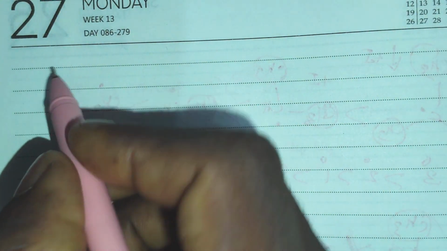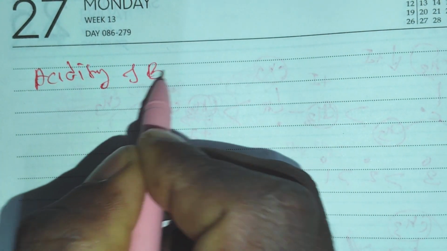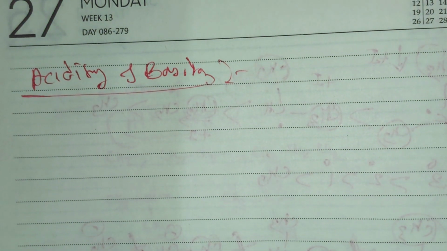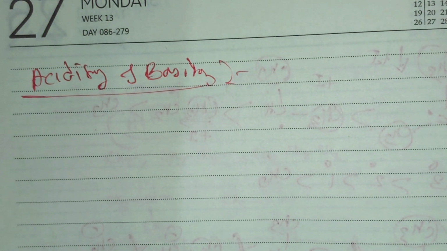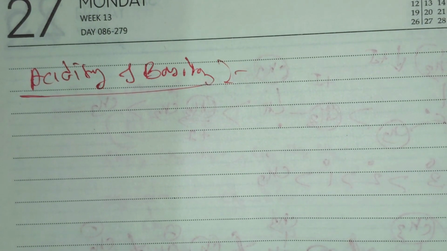Next we go to the application of acidity and basicity. Acid and base depend on the Arrhenius acid, Lowry-Bronsted and Lewis acid concepts, which will be studied in the equilibrium unit, especially ionic equilibrium.